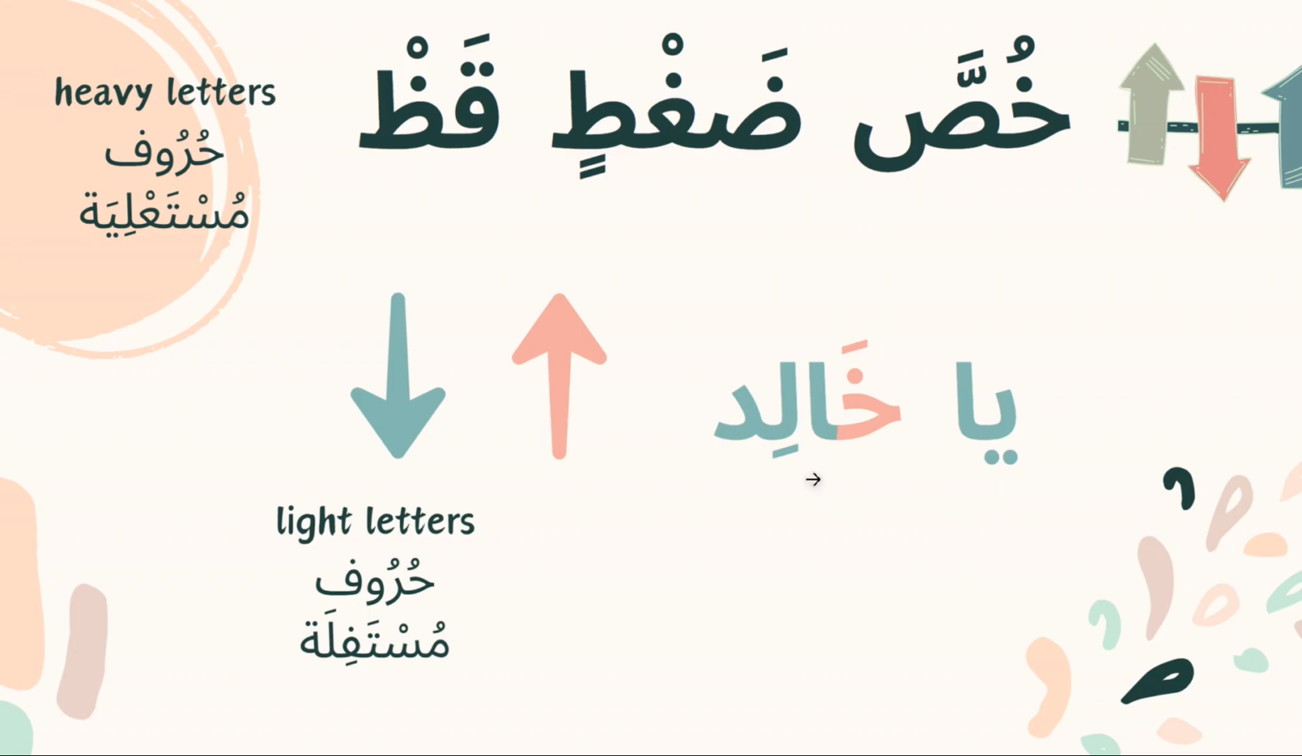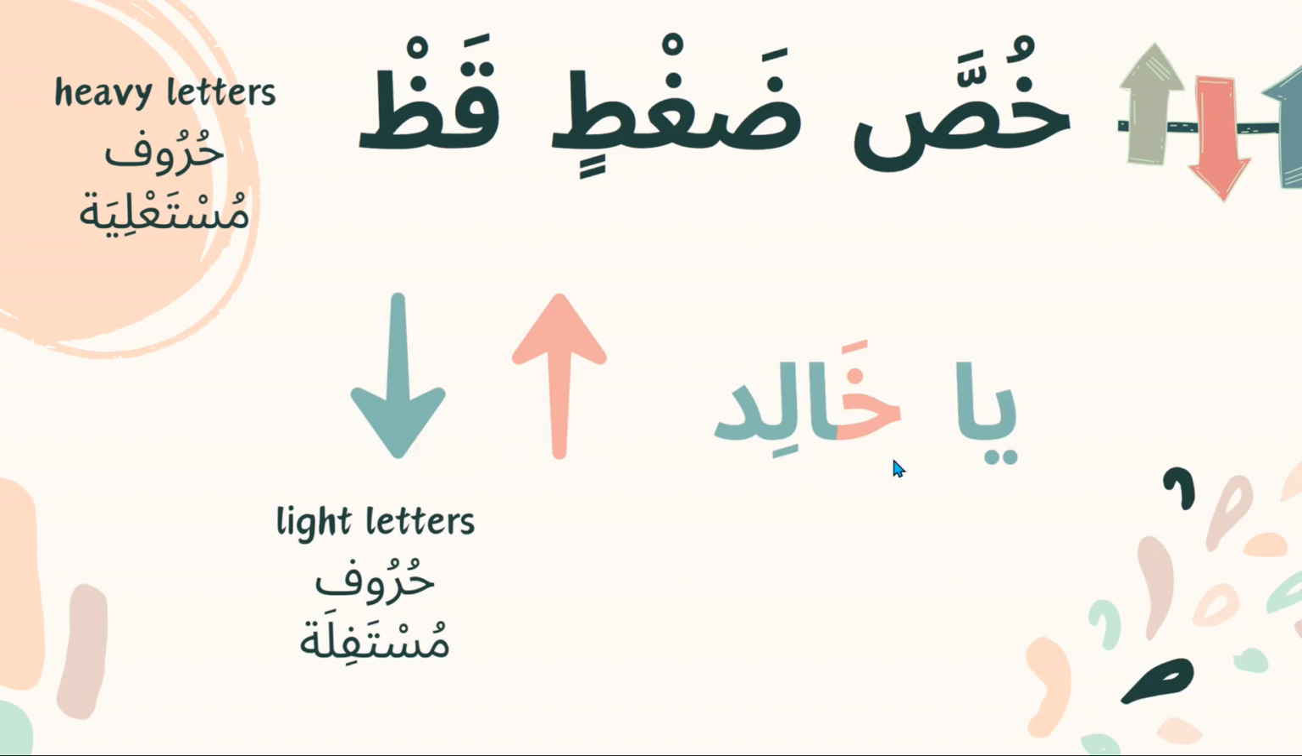Now, this is an example here. The name Khalid, okay? Khalid. Now, we as Egyptians, we would say Ya Khalid, okay? And this is wrong pronunciation regarding the Quran and regarding the Arabic language, okay? So it should be Khalid, okay? But all the other letters, they are huruf mustafila, they are light letters.